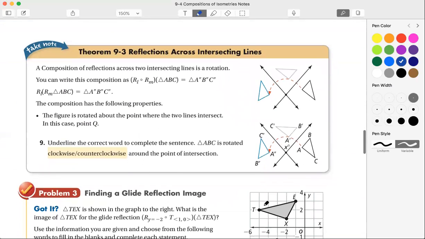A composition of reflections across 2 intersecting lines is called a rotation. You can write this composition as a reflection about L composed with the reflection about M, or this thing. The composition has the following properties. The figure is rotated about a point where the 2 lines intersect, in this case point Q. Triangle ABC is rotated counterclockwise around the point of intersection.